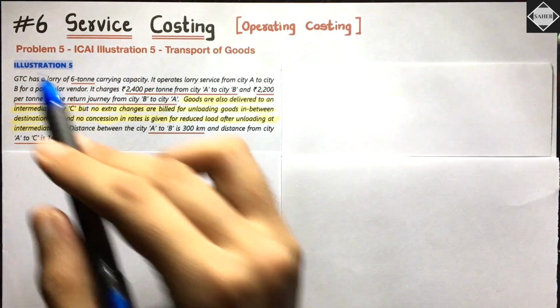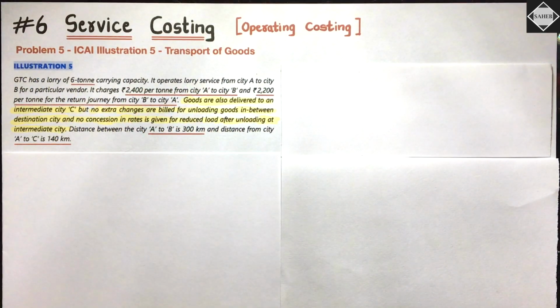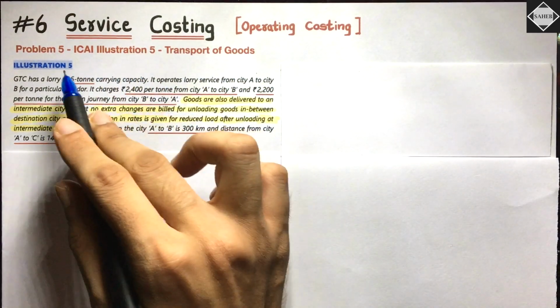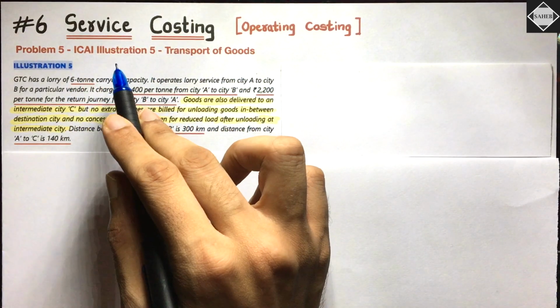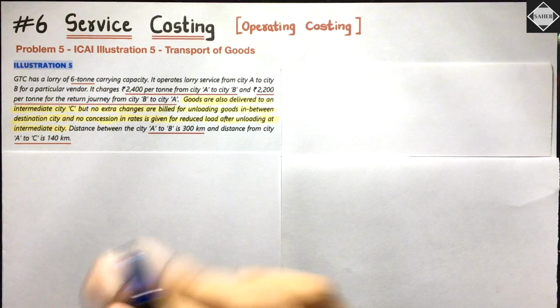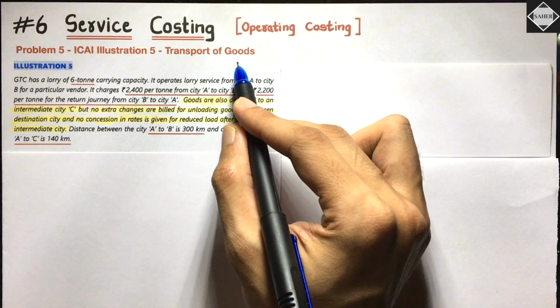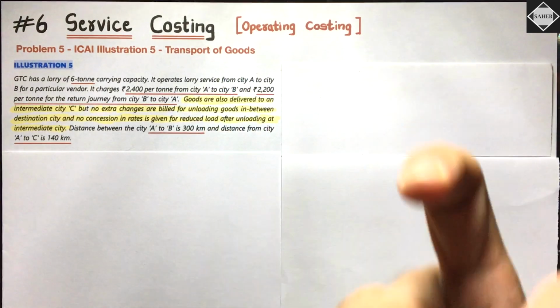Today in the sixth video of the service costing chapter, we are going to solve our fifth problem. The question is from ICAI study material, illustration 5, and it is based on the transportation industry, but not of passengers, it is of goods. Here the trucks will be there.